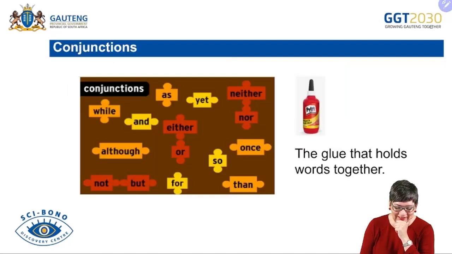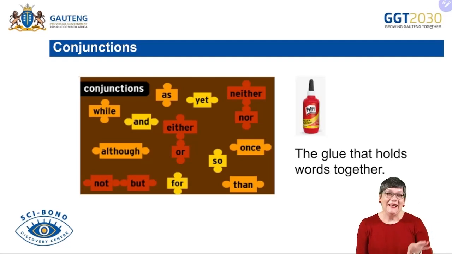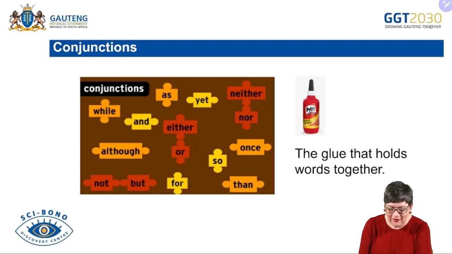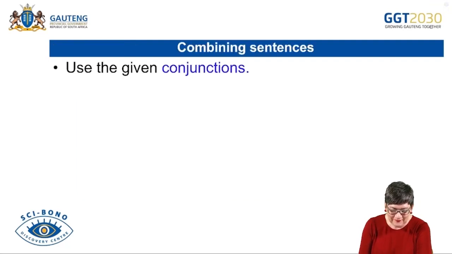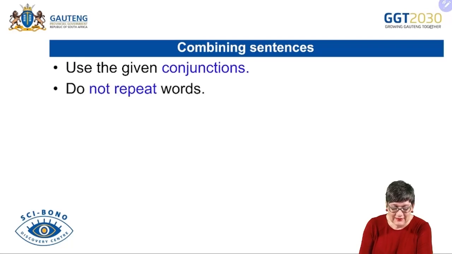Right. Now the next one you're looking at is quite an important one, the conjunction. The conjunction is the glue that holds sentences and phrases together and parts of sentences. So let's look at that. Now there's a few rules that I need to share with you, and I hope you know them. In the exam, we'll give you a conjunction, so make sure you use it.